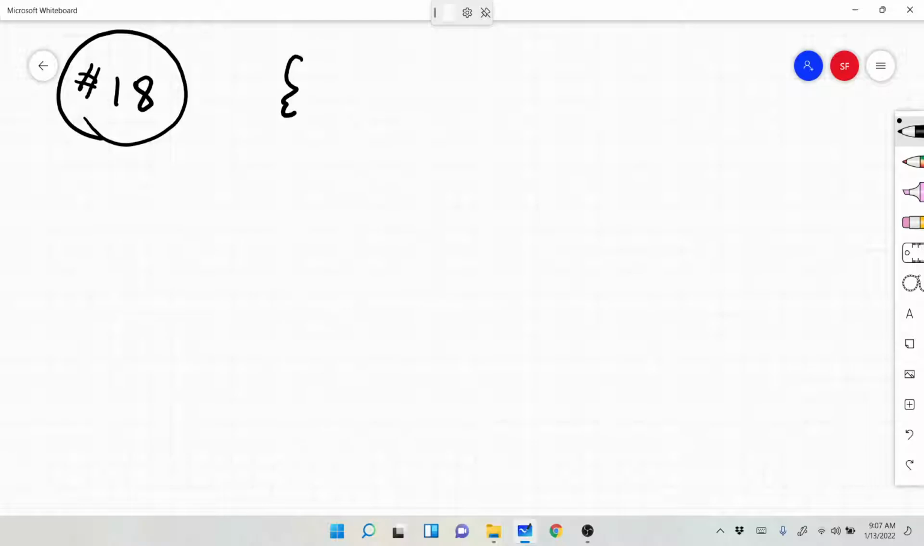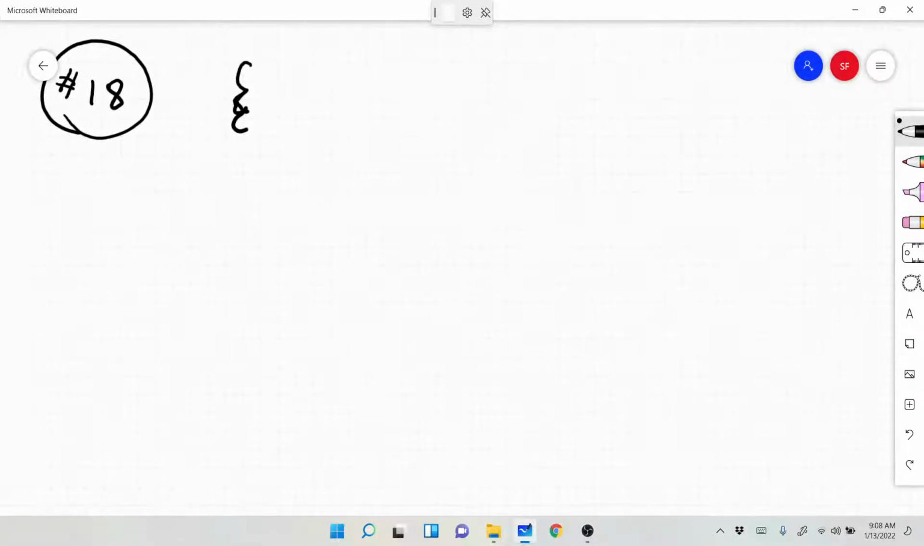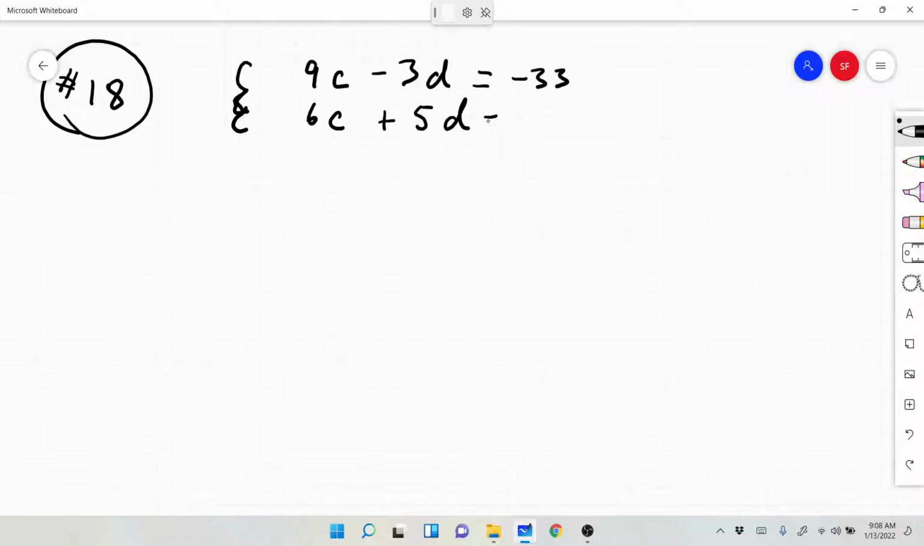We're solving the system. Can't draw curly braces apparently. Whoa. Y'all saw the quiz. Oh no. Solving the system 9C minus 3D equals negative 33 and 6C plus 5D equals negative 8. So what should we do to solve this system?